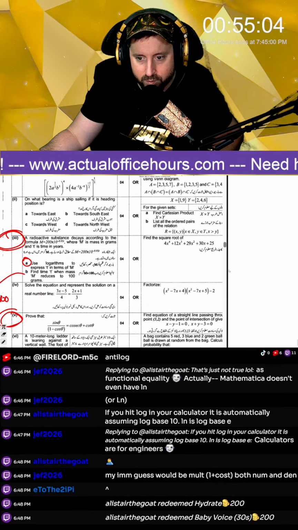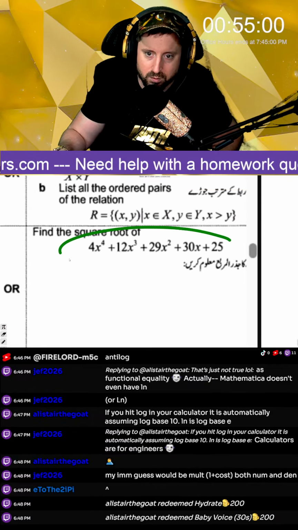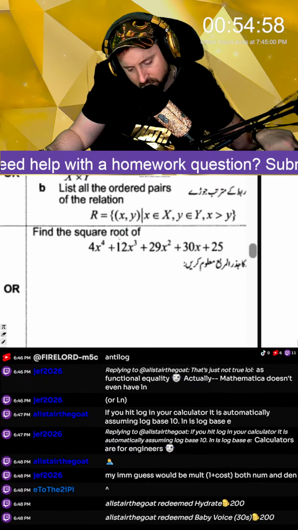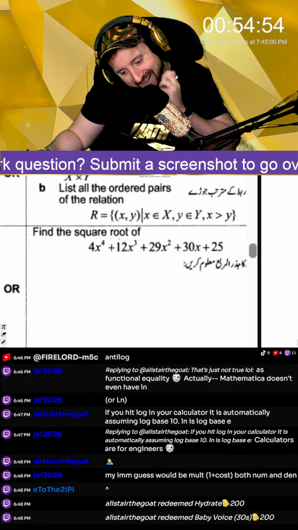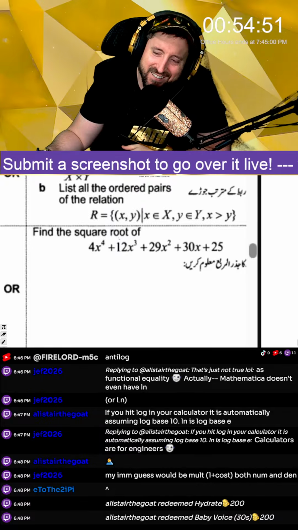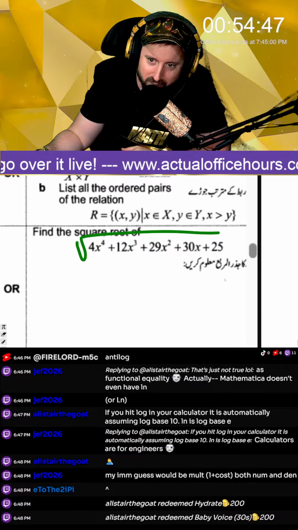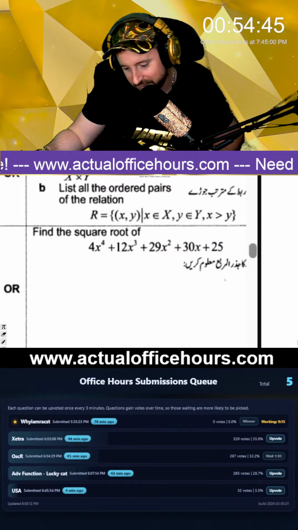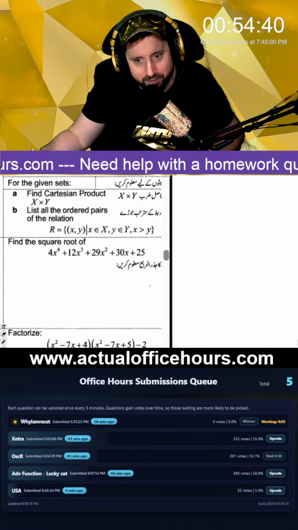Maybe let's do this one they needed help with. Find the square root. Excuse me? What? Find the square root? What square root of what? What's this question even asking? Do they literally want me to do this? I don't know if that actually helps me out. Yeah, I think it's probably factoring.